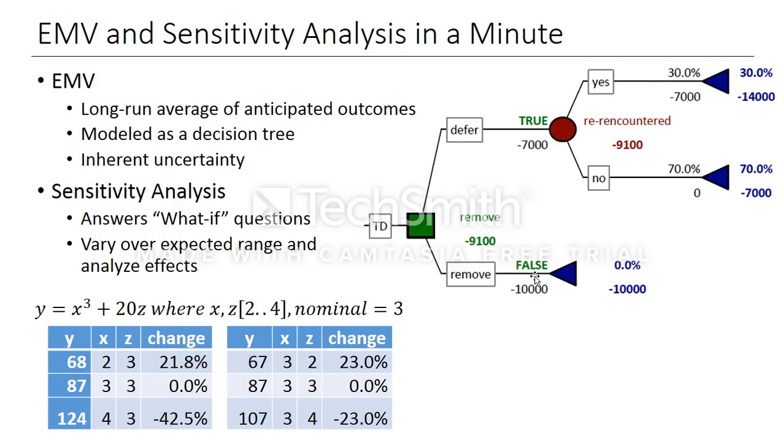Sensitivity analysis helps us answer what-if questions. And basically we hold one variable constant while we vary the other variables over their expected range. A very simple example is shown here, whereby we hold z constant and vary x in the equation to see what happens, and then we hold x constant and vary z in the equation to see what happens. We'll do this with the user input technical debt variables.